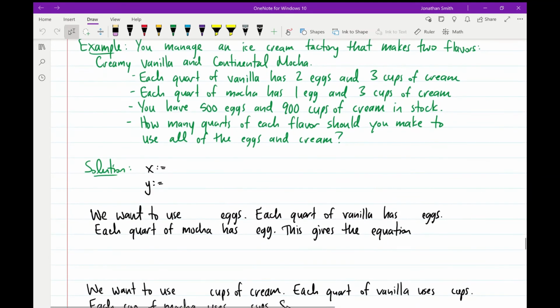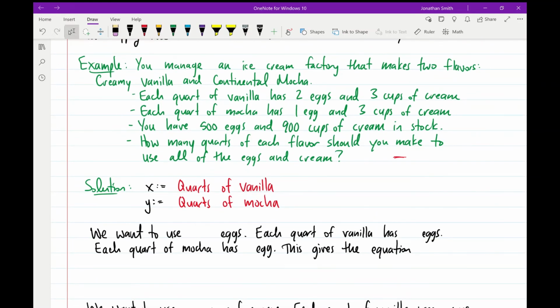So first off, what variables are we looking at? Well, the last line here says that I'm looking for quarts of each flavor that I want to make. So we have 2 different flavors: vanilla and mocha. Let's say the quarts of vanilla ice cream we're going to represent with the variable x, and the quarts of mocha ice cream that we're producing we're going to represent with the variable y.